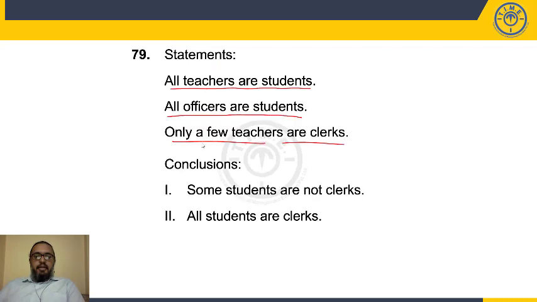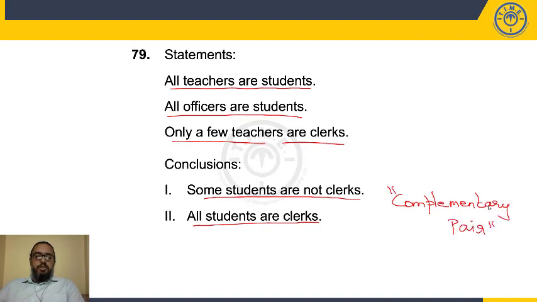Okay. Now, conclusions. Some students are not clerks. Okay. And the second one, all students are clerks. So can I say this again is a complementary pair? Yes or no? Correct. So again we have a complementary pair in the conclusions. Okay. So let us take one by one. So let us check in the combined basic diagram.